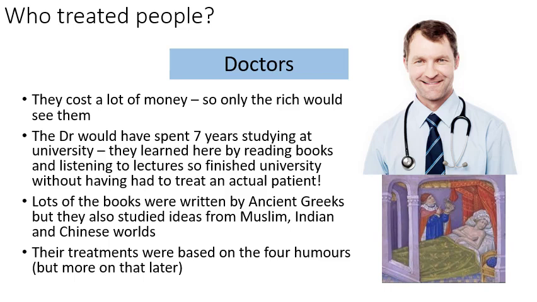Lots of the books that they used to study from in university were written by ancient Greeks, but they also studied ideas from Muslim, Indian and Chinese worlds, so they were trying to bring all of these ideas together. Their treatments were mostly based on the 4 humours, but there's a bit more on that later, so don't worry, we do come back to the 4 humours. It doesn't make sense at the moment, but I promise you later it will.